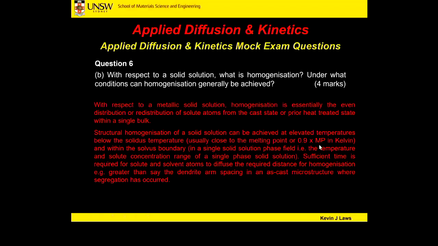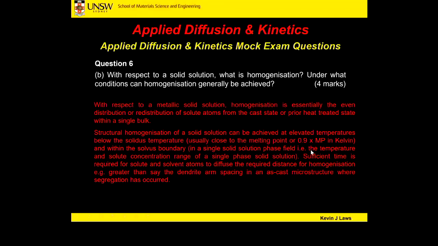A lot of people in their answers will quote 0.9 times the melting point in Kelvin, which is a good start. We also have to be within the solvus boundary. If we remember our phase diagrams, we have to be within the solid solution region on our phase diagram, a single phase field. If we're in a dual phase field, we're going to produce two phases at that temperature. So we have to be within the bounds of our solvus boundaries, within a single solid solution phase field.